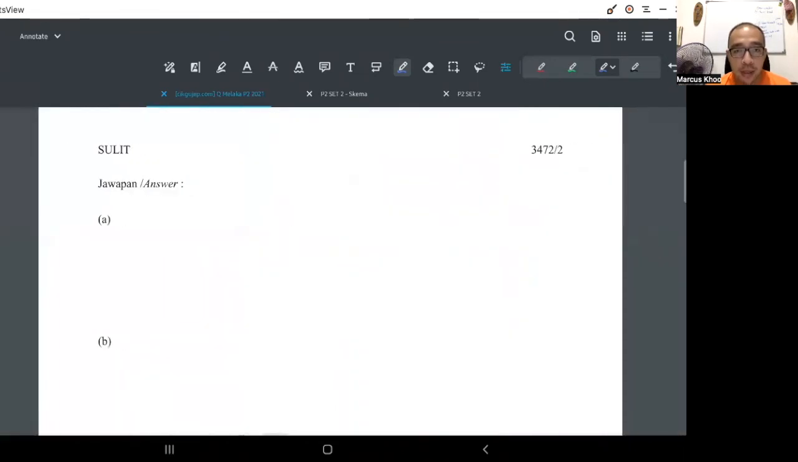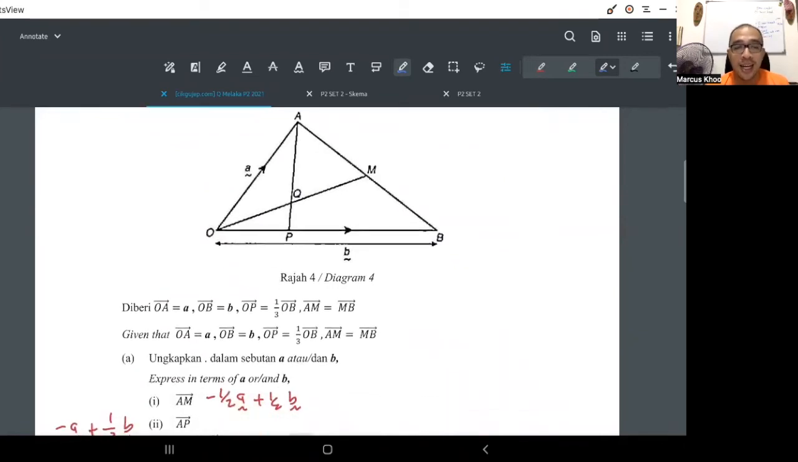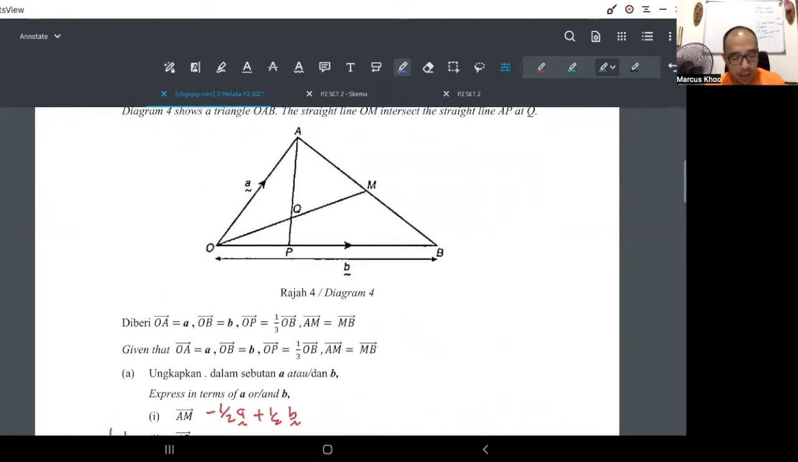All right, question number 9. Question number 9 is also a very straightforward vector question. AM will be AO plus OM. AO is given here. OM is probably the one that you need to work out a little bit, or there is another way of doing it.